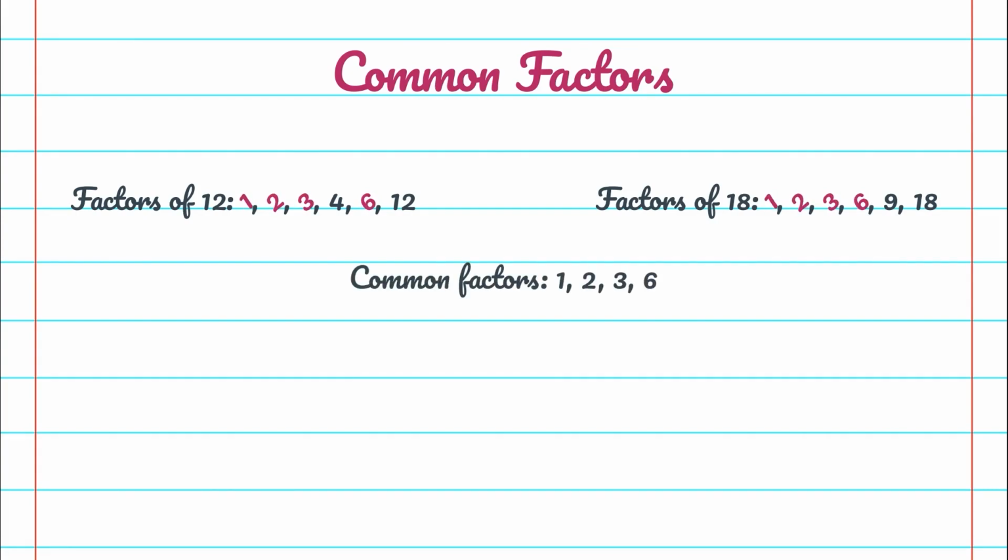Now among these common factors, 6 is the largest common number that both numbers share. So 6 would be called the greatest common factor of 18 and 12.